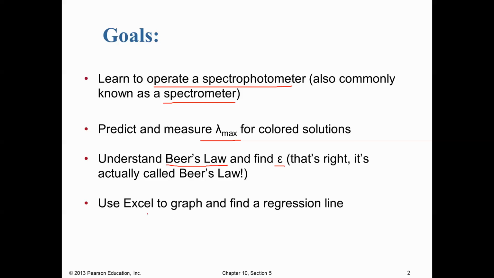And then finally, we are going to be practicing Excel. So in this lab, we're going to practice making graphs in Excel. And we're also going to be finding a regression line with Excel. So those are our 4 goals. Learn to use a new piece of chemistry instrumentation, learn a bit about how light interacts with matter, both in terms of wavelengths absorbed and intensity of the light absorbed. And then finally, we're going to do a little bit of playing with Excel.